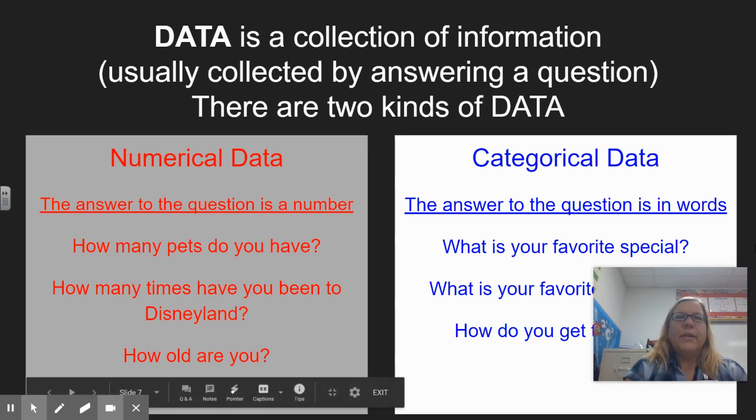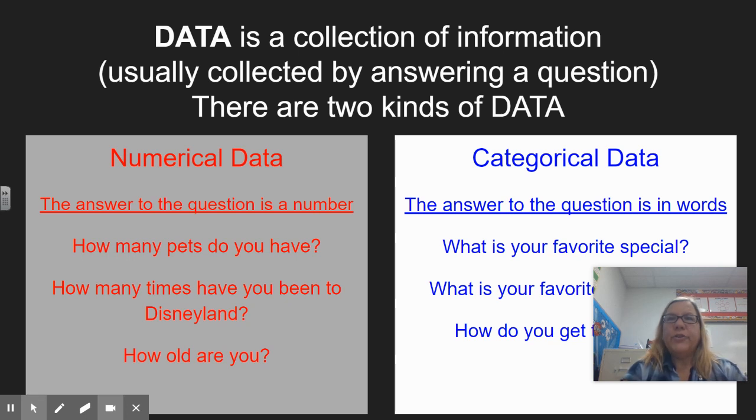So let's go back to that word data. Data is a collection of information that's usually collected by answering some sort of question. There are two kinds of data that we're going to talk about. Look at the red box, the numbers, the words that are in the red. This refers to numerical data. That's the first type of data, numerical data. You might think that the word numerical relates to numbers, and that's exactly right. The answer to a question, if it is a number, will give us numerical data.